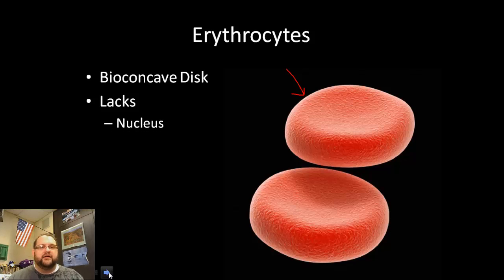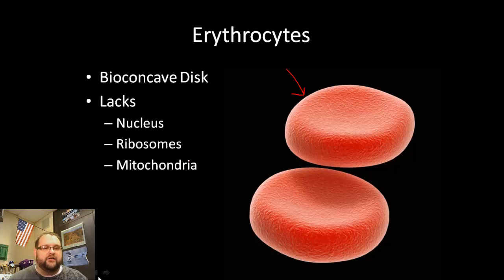For instance, they don't have a nucleus. They have no nucleus, no DNA. They have to come from stem cells. Once again, that's found in the red bone marrow, if you remember from the bone lesson. And then we've got ribosomes over here, so they don't have any ribosomes. They can't make proteins. And they don't have any mitochondria. They get most of their energy from their surroundings here. So they don't have mitochondria to turn the glucose into energy for them.